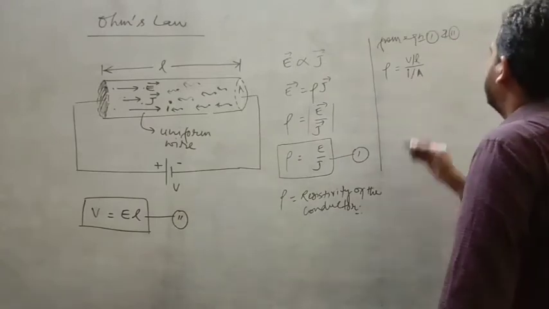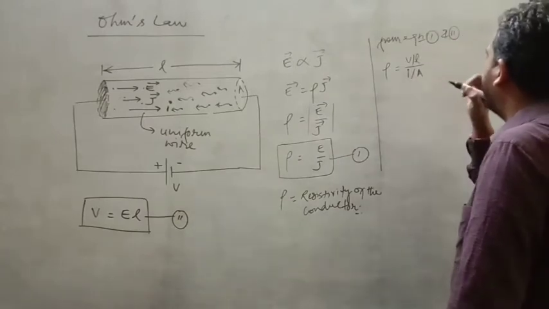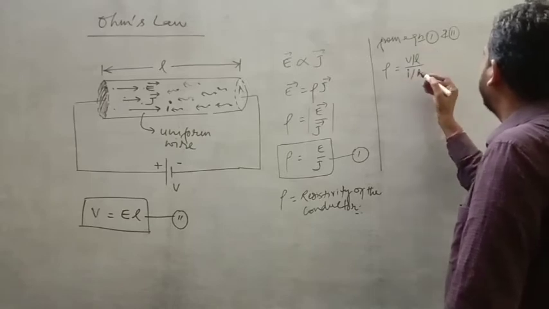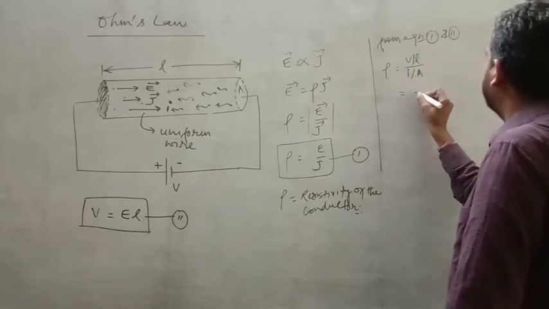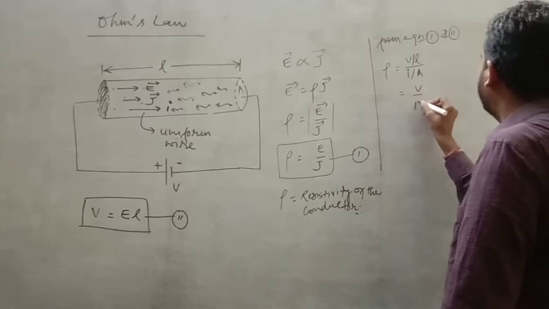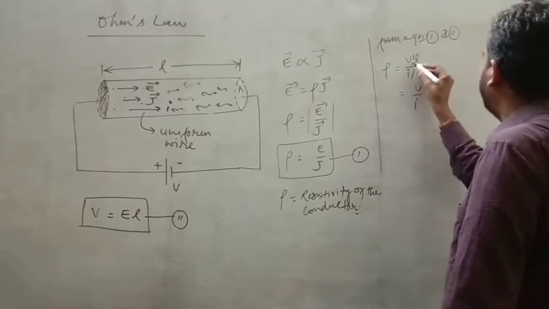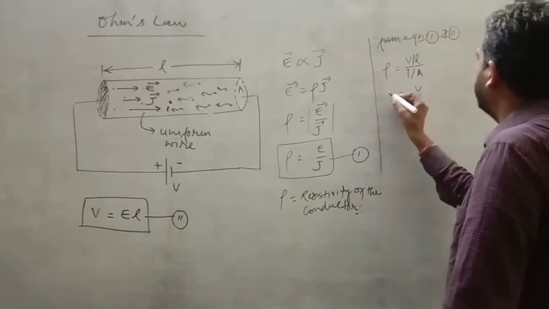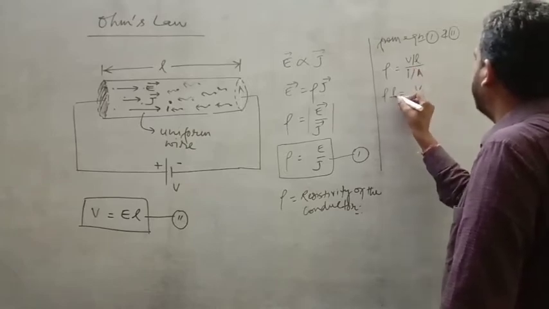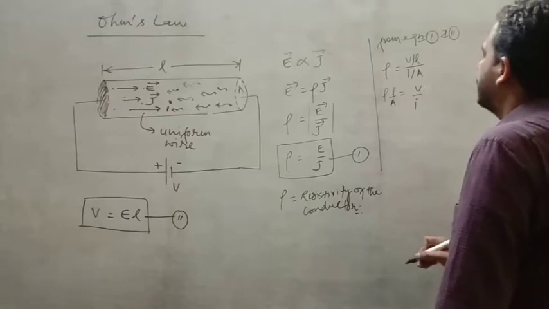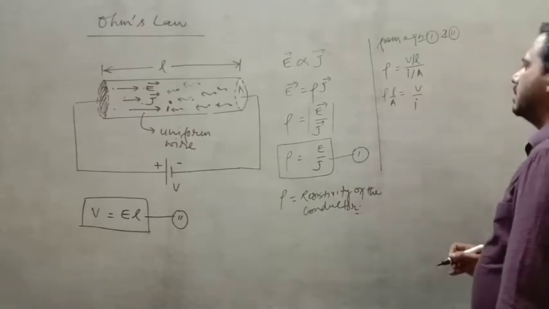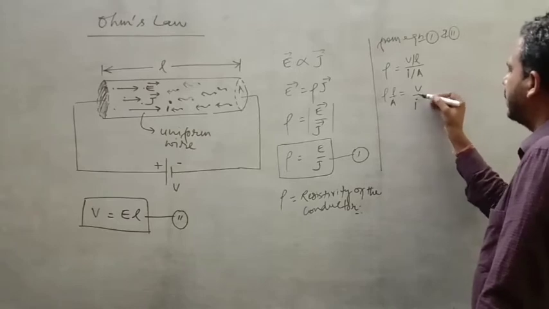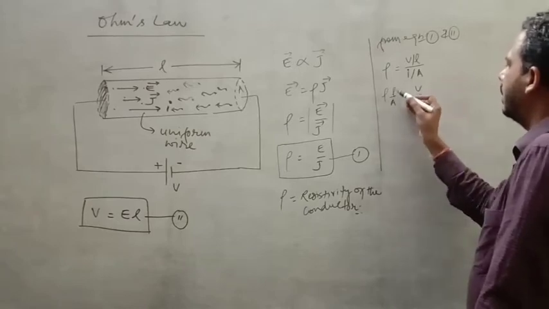Alright, so what you are seeing here is V by I. So V by I is there, and this one is rho L by A. So a relation is established: the ratio of potential by current is equal to rho L by A.